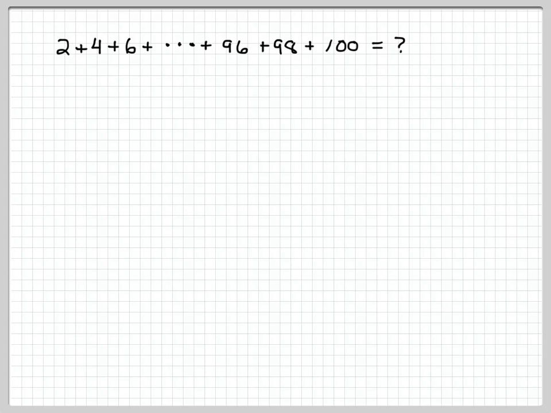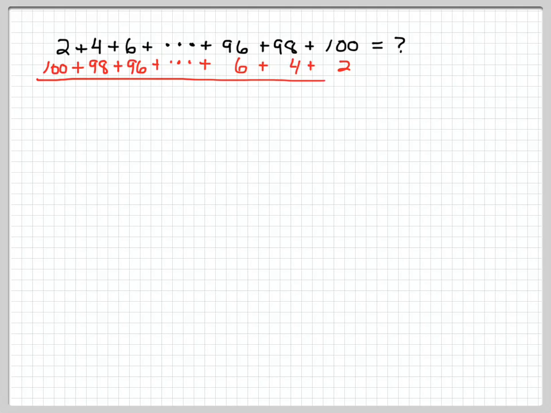Now there was a mathematician, Carl Friedrich Gauss, who in his teenage years, maybe even a little bit younger, discovered a pattern when you have a series of numbers. If you take the series of numbers and you reverse them, so we do 100 plus 98 plus 96 and so on, and add your original series to this reversed series of numbers, you'll see a pattern emerge.